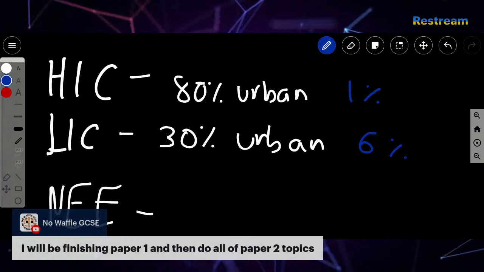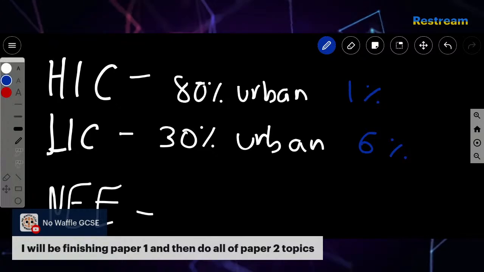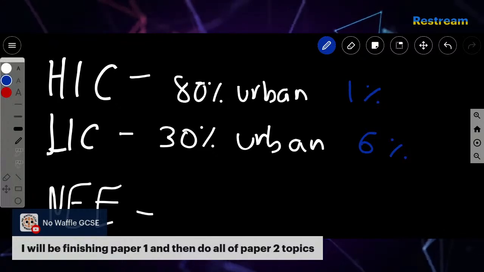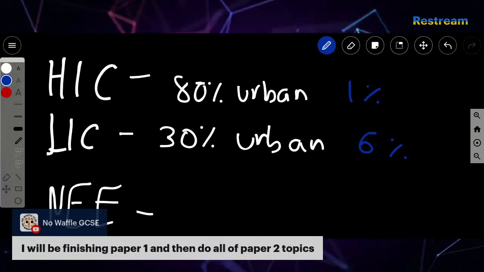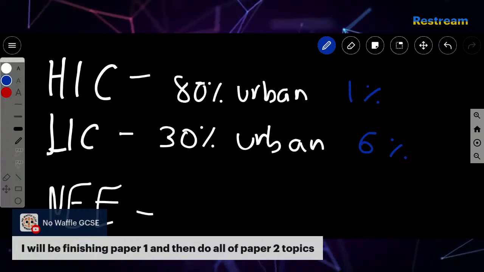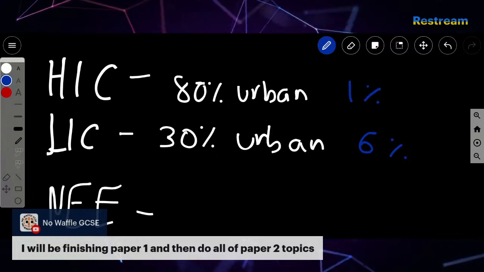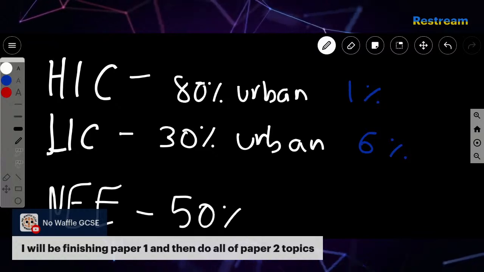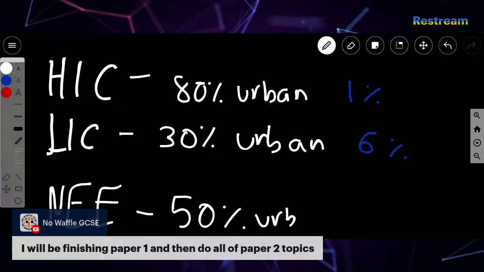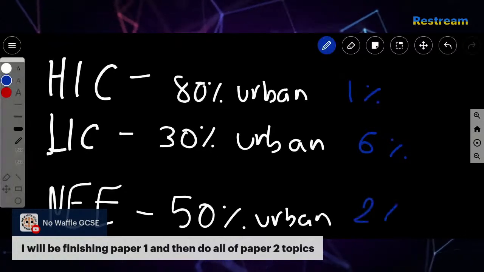Now, newly emerging economies, you would expect to have a rate similar to low income countries, but actually they have rates similar to high income countries because, like high income countries, a lot of the people already have moved and migrated to those towns and cities because of the rapid urban development. So, the urban population is roughly 50%, and the rate of urbanization is around 2%.